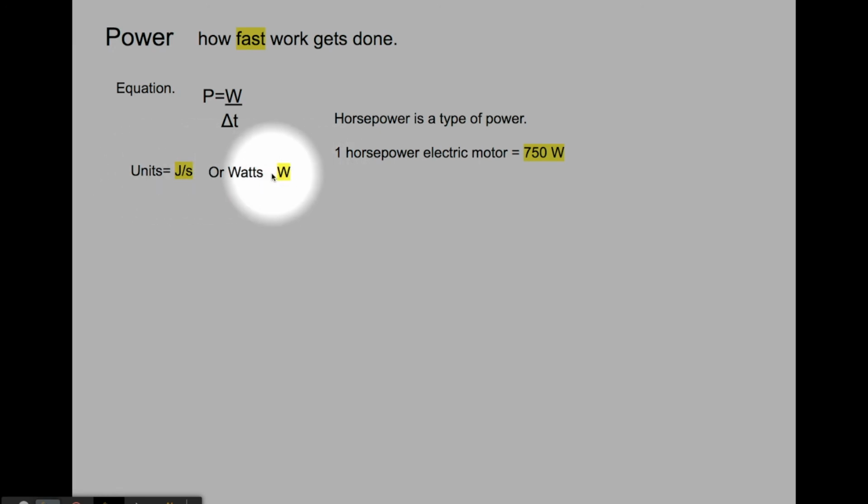So a watt in Moodle is capital W. Why is it capital? It's named after a human. And then joules per second. So a horsepower is a type of power. 1 horsepower of an electric motor is equal to about 750 watts. So a 100-watt light bulb doesn't burn, it converts, uses 100 joules of energy per 1 second. So obviously the lower the wattage of the light bulb, the more energy you'll save, right?